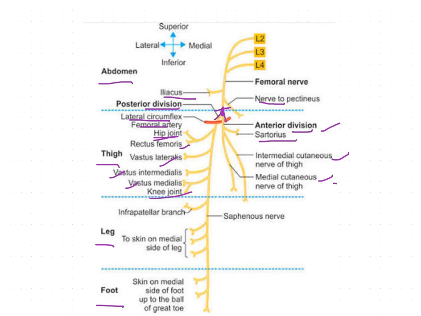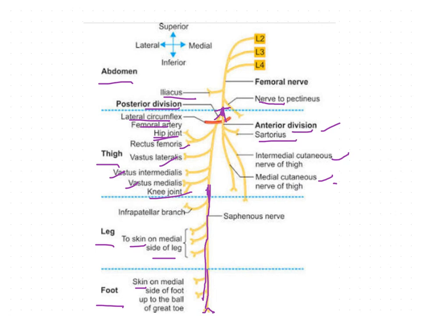Then it also gives rise to the saphenous nerve, the longest cutaneous branch arising from the posterior division of the femoral nerve. It enters the leg region on the medial side of the leg and the medial border of the foot, and goes up to the great toe. The saphenous nerve gives cutaneous branches to the skin on the medial side of the leg, and in the foot it supplies skin on the medial side up to the ball of the great toe.